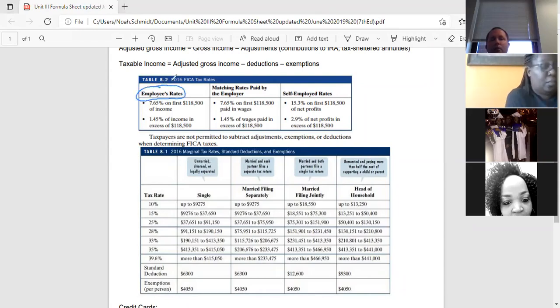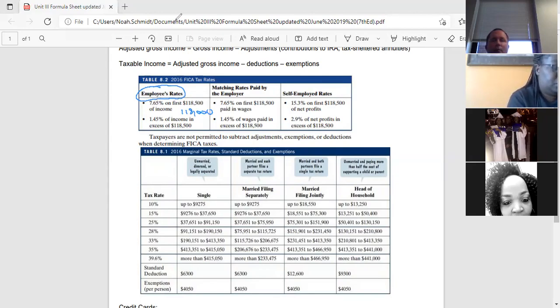And so they're taxed at 7.65% on the first $118,500 of income. This person is basically at 118,000. They're not above that first category limit for that particular percentage. So their whole income of 118,000 is going to be taxed at 7.65%.